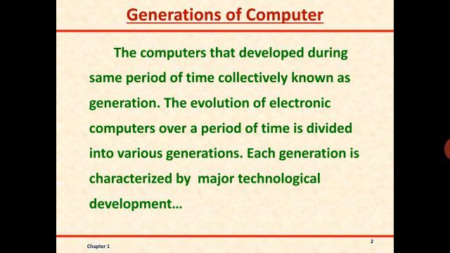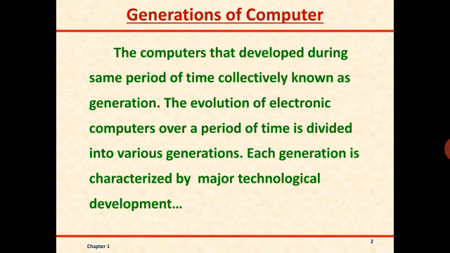First, let me define what we mean by generation. The computers that were developed during the same period of time are known as a generation. The evolution of these electronic computers over a period of time is divided into various different generations. Each and every generation is characterized by a major technological development.